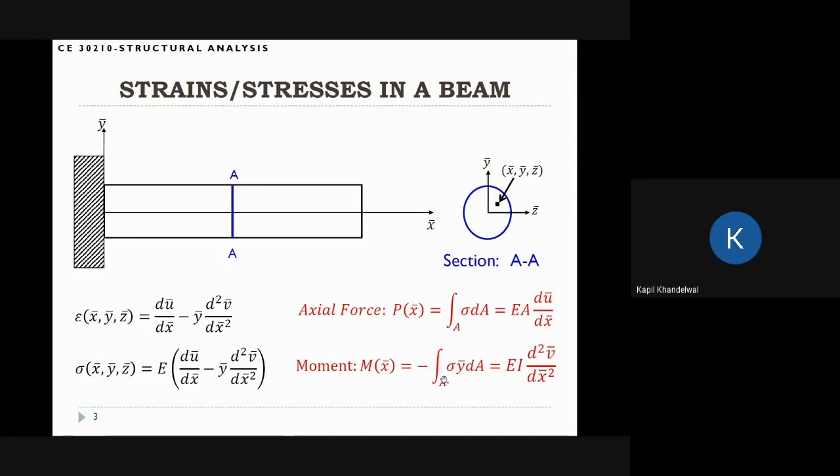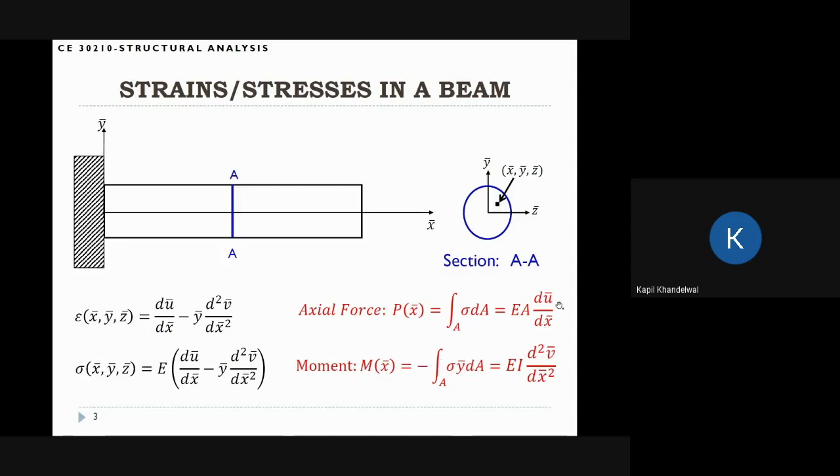And if we do the integration over the area, we end up with this expression EI. So you can see that the I automatically comes here. So I is the moment of inertia of the cross section. Okay, so I is the integration of y squared dA over the cross section of that area, and this is the moment at this cross section. So now what we have done is we have expressed the axial force and the moment in terms of the displacement field.